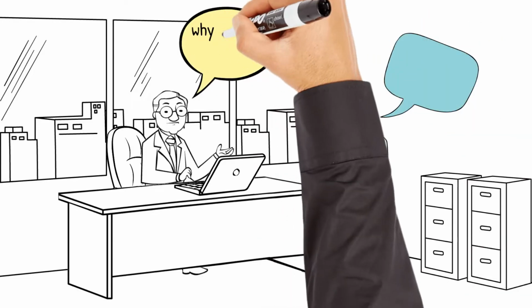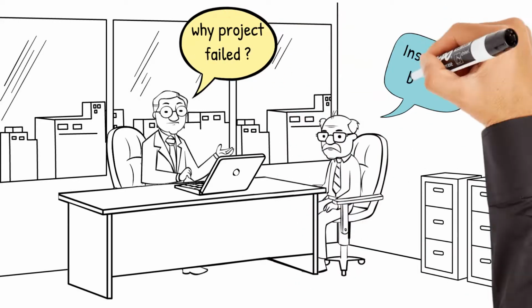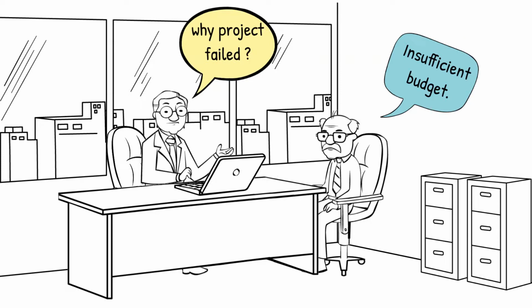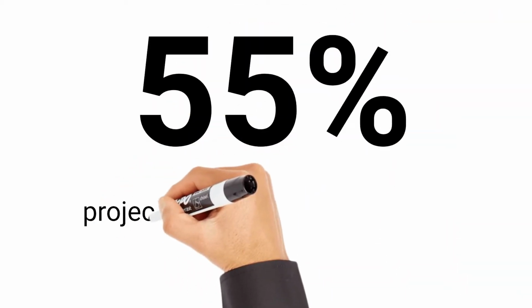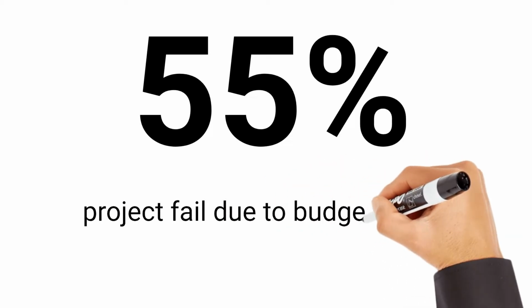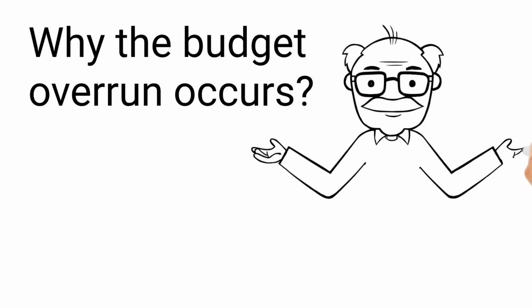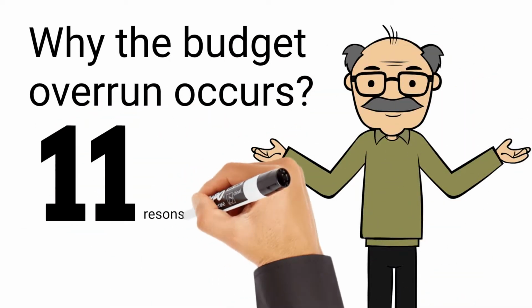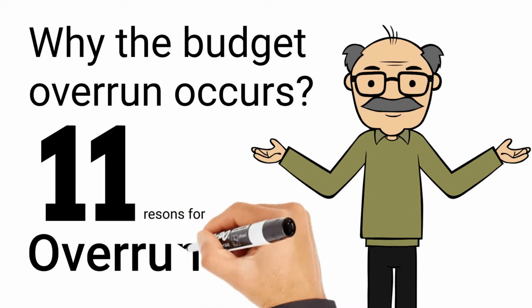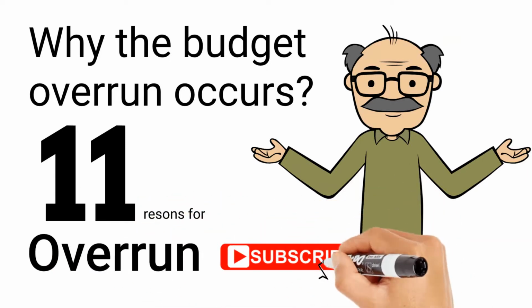Do you know that 55% of project managers cite budget overruns as a reason for project failure? This basically means that over half of the project managers consider budget overrun as the main reason for project failure. So, do you ever wonder why the budget overrun occurs? If so, then you have come to the right video. In this video, we will learn about the top reasons for project cost overrun.